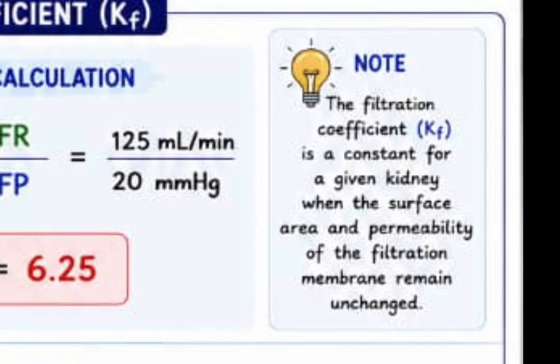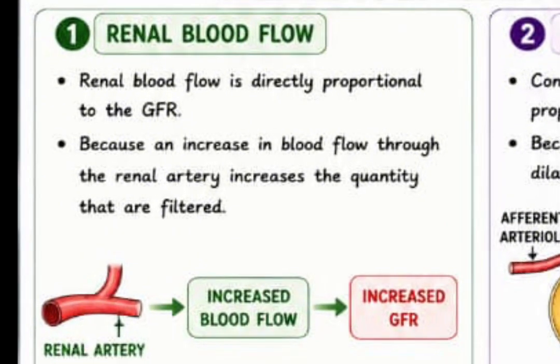So we want to look at the factors affecting GFR. Number one, renal blood flow. So what is the renal blood flow? Is it directly proportional or is it inversely proportional? So the renal blood flow is directly proportional because why? When you increase blood flow to the kidney, which means you are taking the components of the blood to be filtered so that they can be reabsorbed.